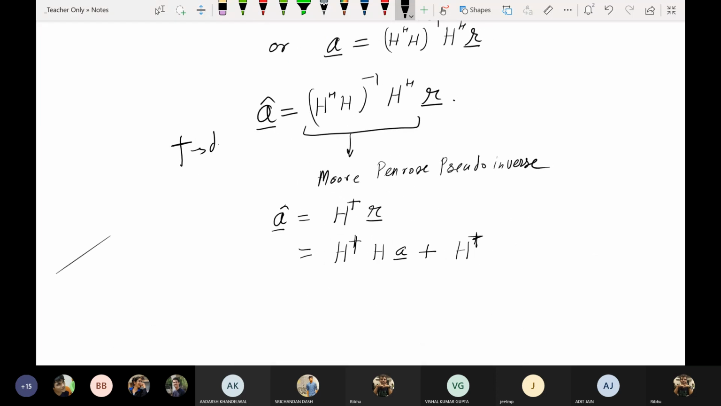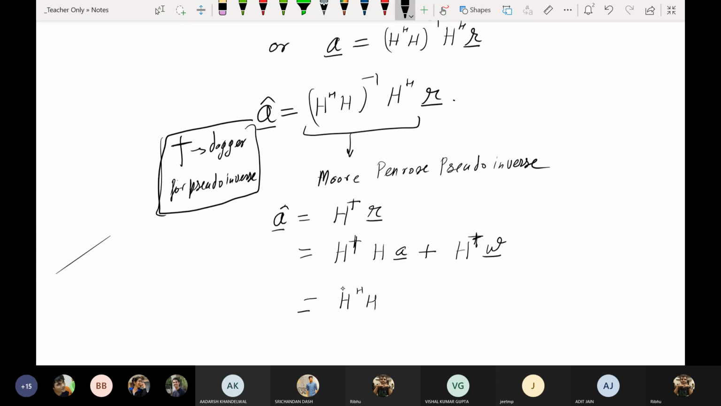So dagger, H dagger W. Fine. So this equals H Hermitian H inverse H Hermitian H A plus H dagger W. Fine.